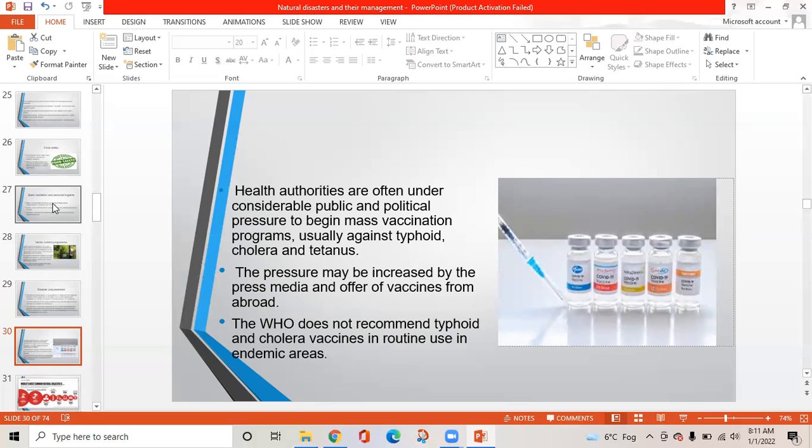Authorities are often under considerable public and political pressure to begin mass vaccination programs, usually against typhoid, cholera, and tetanus. The pressure may be increased by the press media and offers of vaccination from abroad. The WHO does not recommend typhoid and cholera vaccine for routine use in endemic areas.